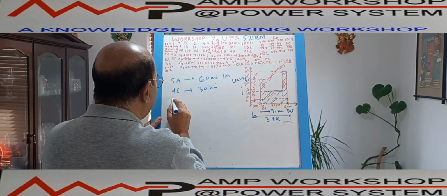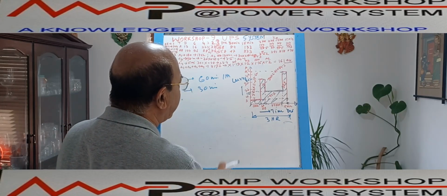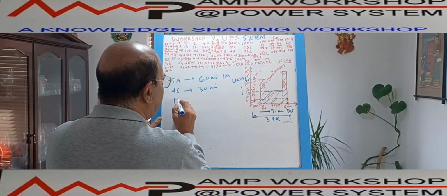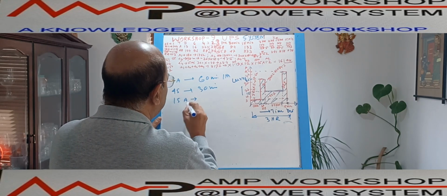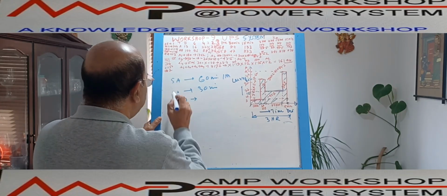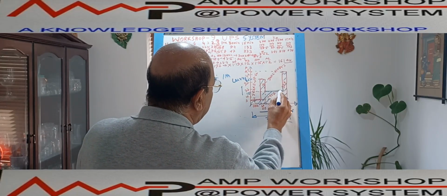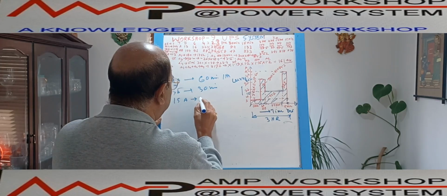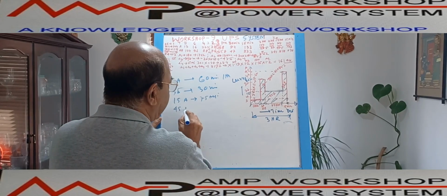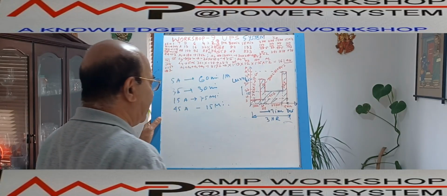Then the third current is 15 ampere, not 20 ampere. How many minutes? Sorry, it is 35 ampere, for 30 minutes. Then the next current is 15 ampere, for 75 minutes. And the next current is 45 ampere, for 15 minutes. That is about the current delivered by the battery.